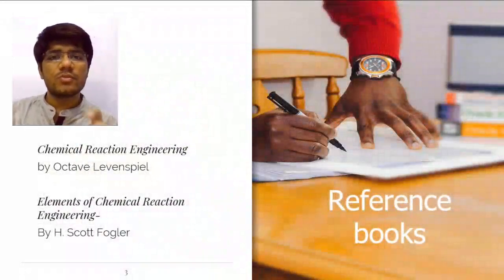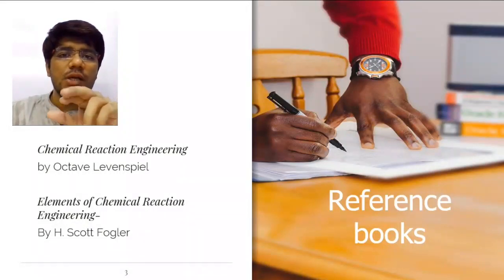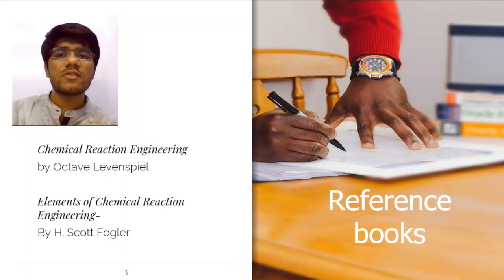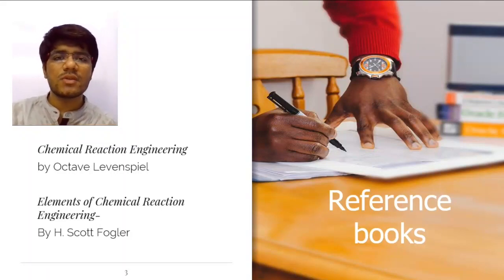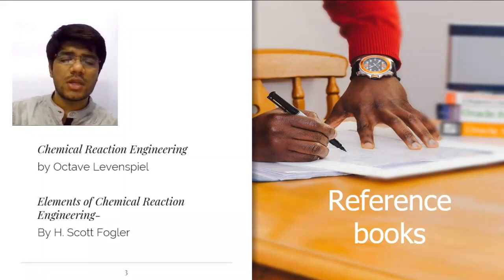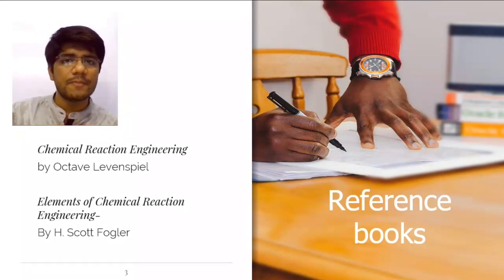Now, which should be the reference book for GATE for chemical reaction engineering? I will request you to read Octave Levenspiel. Octave Levenspiel is the best book for chemical reaction engineering, or you can say it is one of the best books for chemical engineering students. So you should study from the basics, starting from the first chapter of Octave Levenspiel.